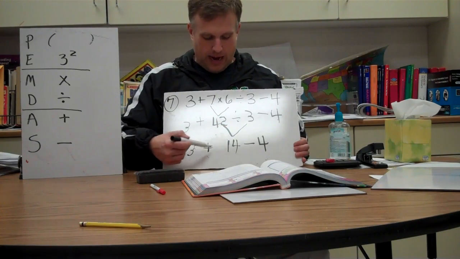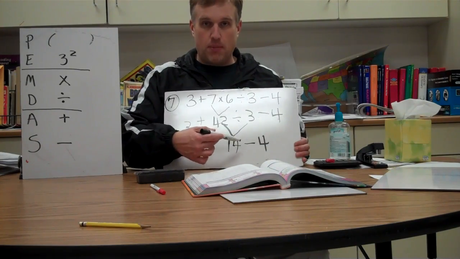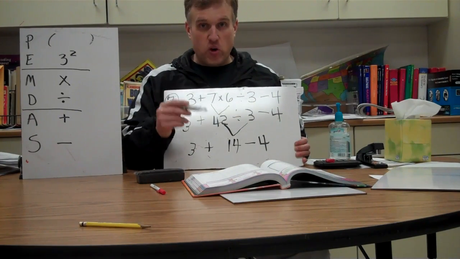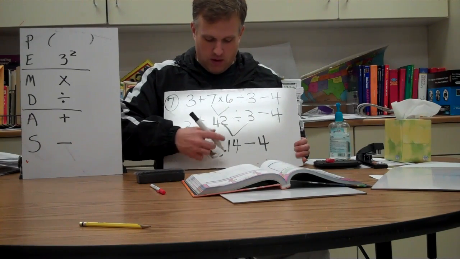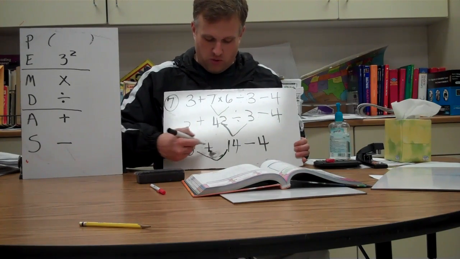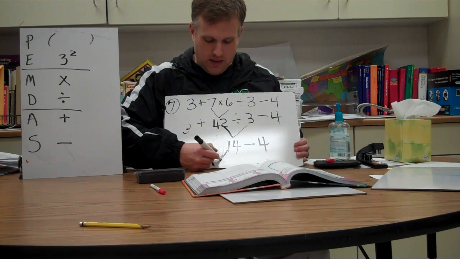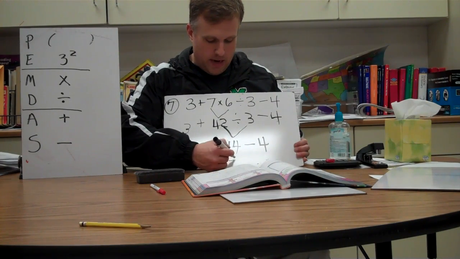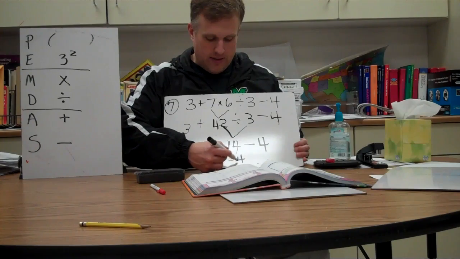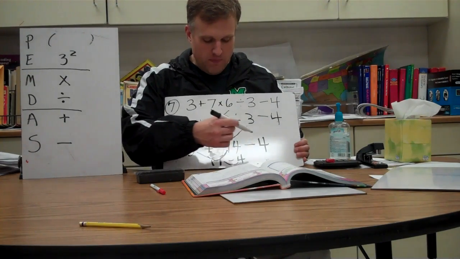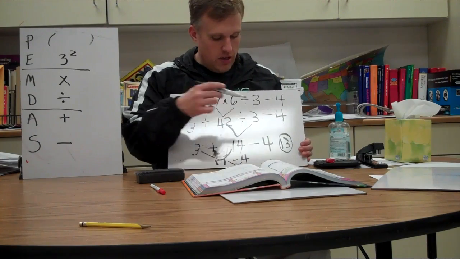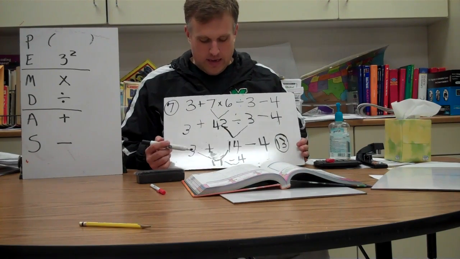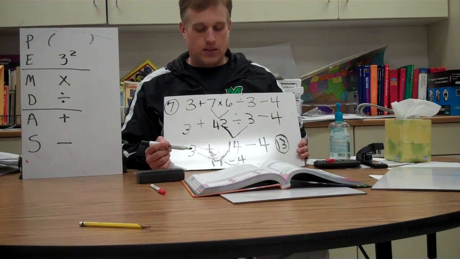Okay? My next step is, I have addition and subtraction. I have both in the same problem. Again, whichever comes first, going left to right. So I'm going to do the addition first. So 3 plus 14 is 17. And then minus 4. And then 17 minus 4 will be 13. So my answer for number 7 is 13. Okay?